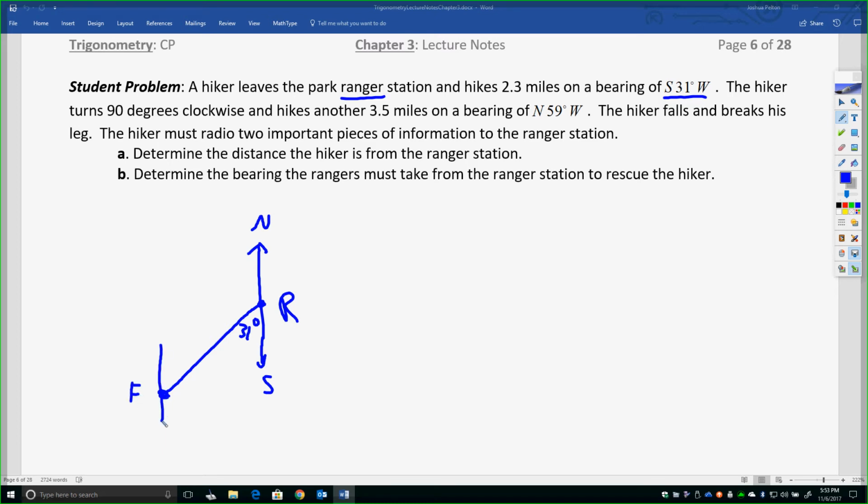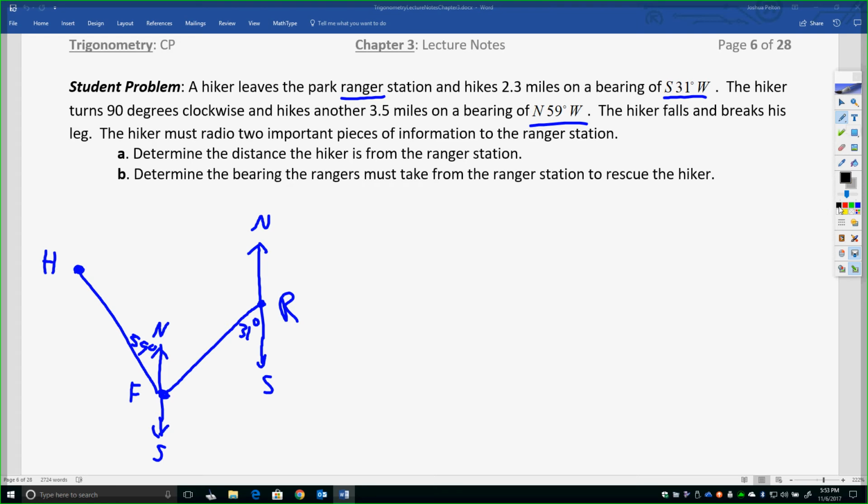Make another north-south compass. North, south. And then the question is, where do we go now? So now we go north by west. If I go north by west, that's this way. And that's going to be north by 59 degrees. So 59 degrees in that little angle right there. And that is where we stop. We break our leg now. We're in the woods, we broke our leg. And who is this person? This is the hiker. So we're going to call that H.